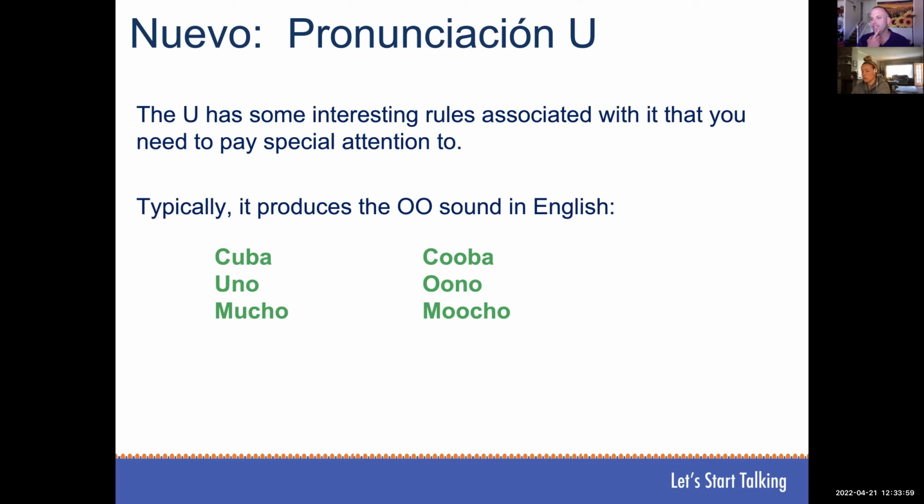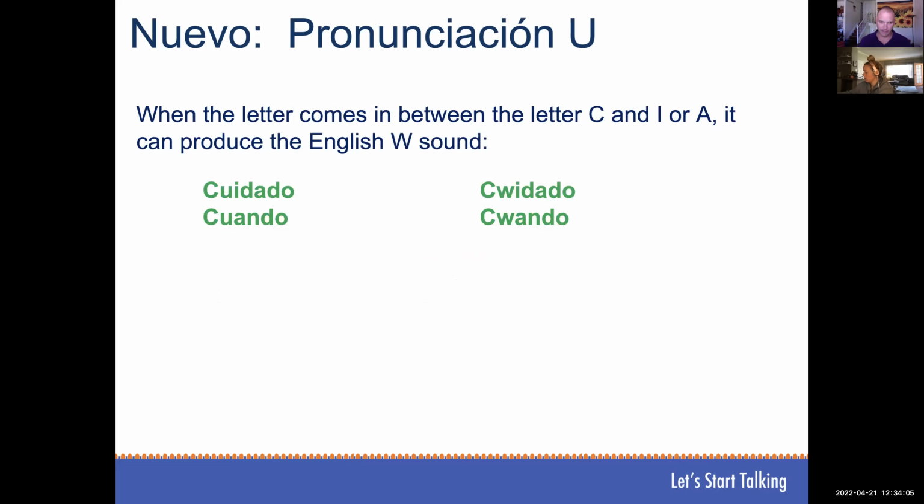Repeat after me. Cuba. Uno. Mucho. Muy bien. It can also produce a "w" sound if it comes between the letter C and I or A. Okay, so repeat after me. Cuidado. Cuando. Muy bien.